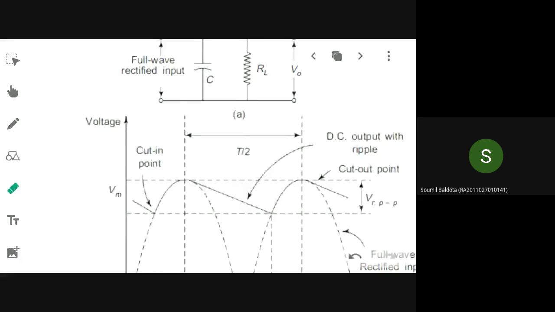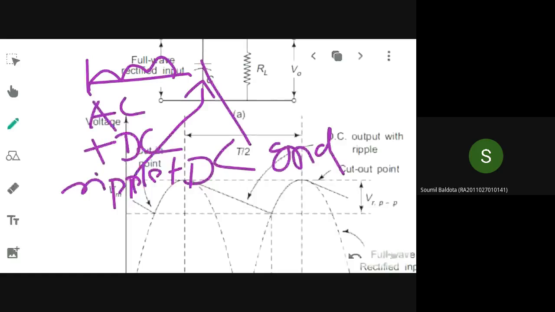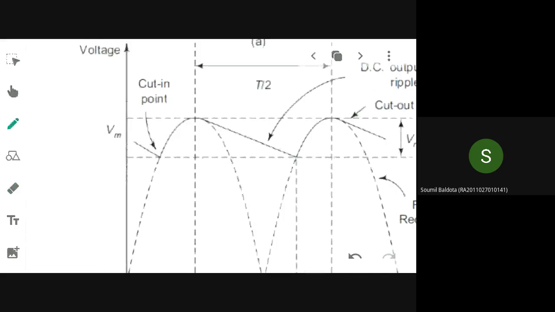Whenever you are adding this capacitor filter at the output side, it has a special property of allowing the AC component alone and blocking DC. Because of this special property, whatever comes in will be actually AC plus DC, that is ripple plus DC. Whatever the ripple, that will be charged in this capacitor. So the AC component, the ripple component, will be eliminated and the remaining component will be delivered to the load. That is how the capacitor type of filter acts, and as a result you will be able to get a pure ripple free DC.